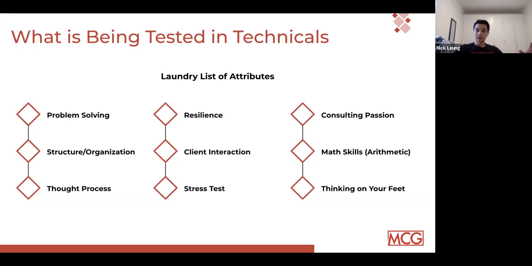The next is math skills. In casing, in the analyzing exhibits portion, you're going to have to be doing math. It's simple arithmetic, nothing fancy, but it's something they're really testing for to make sure that you're able to do this. In casing, you can write down the math, but in market sizing, you're doing it all out loud. So that's the difference between those two.